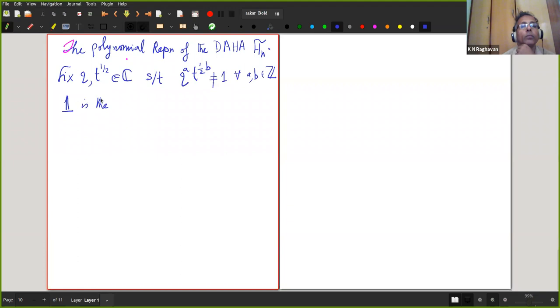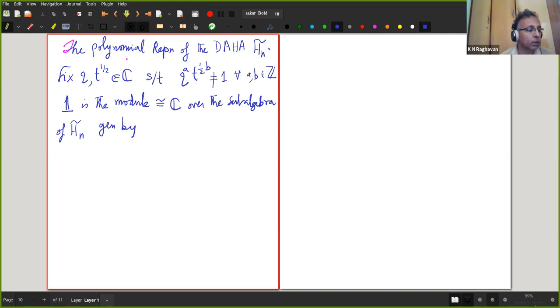So I denote by one this module, which is isomorphic to C. Here I'm tensoring the Daha with C. That is understood. Previously I had Z and I joined T power half and its inverse, but now I'm just tensoring with C, over the subalgebra of the Daha generated by T1 to Tn-1, and T. So each Ti acts as T power half, G acts as identity.